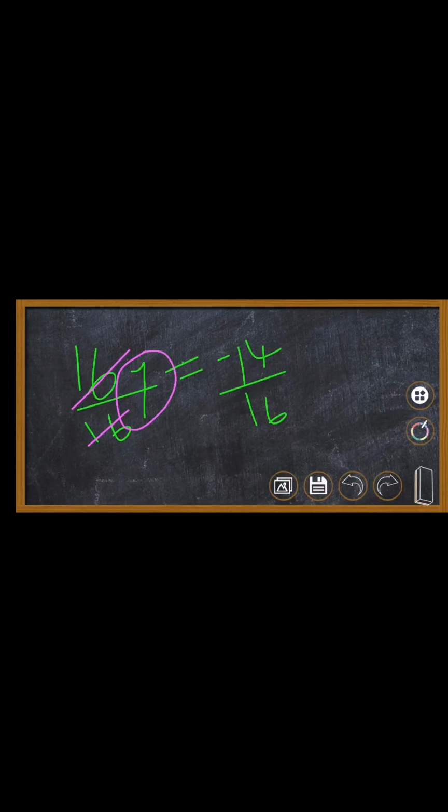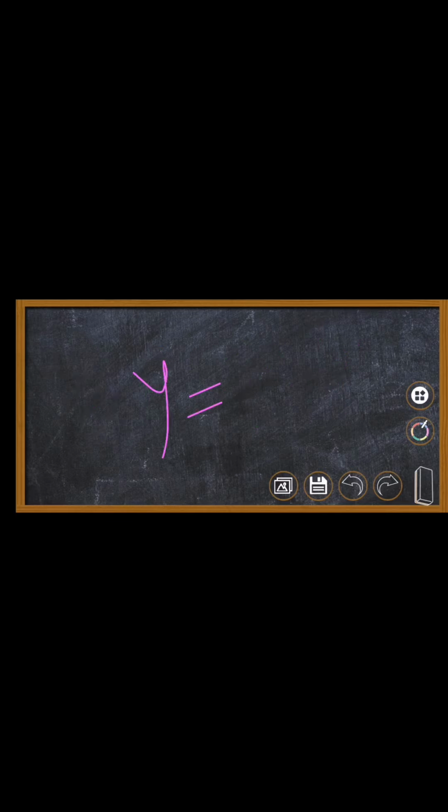And this side, we can see that both of them are a multiple of 2. So 14 divided by 2 is 7, so negative 7 over 16 divided by 2 is 8. And that's our answer. So our answer is y is equal to negative 7 over 8. And so that's our answer in this case.